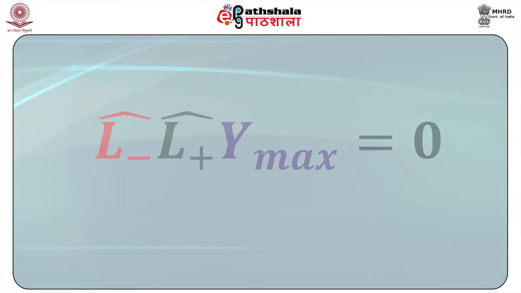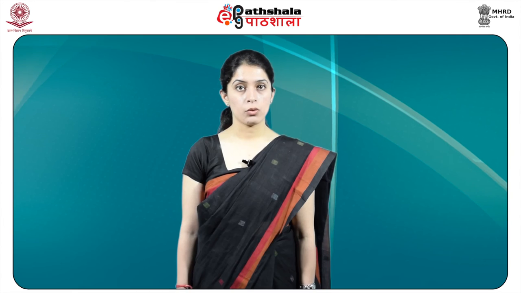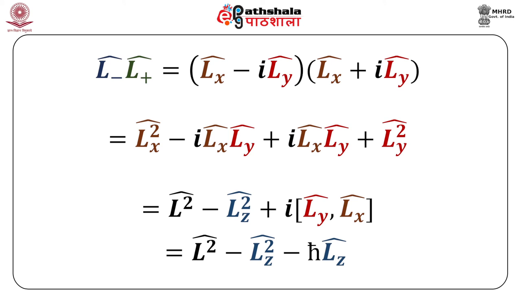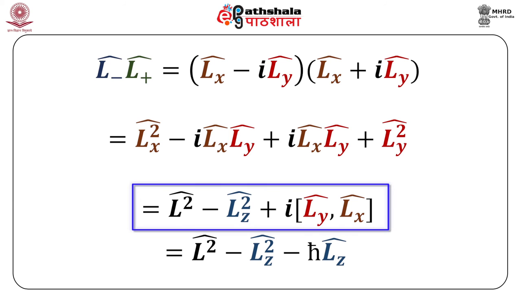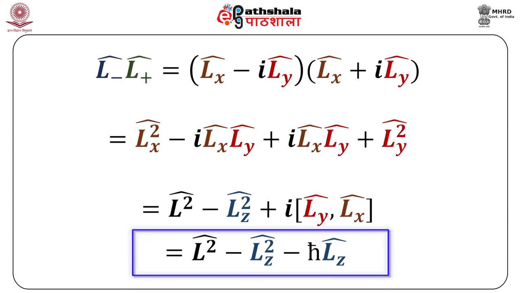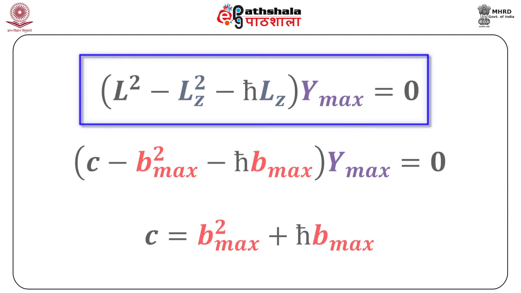Now, operating on this expression with the lowering operator L minus gives us the expression L minus L plus ψmax equals 0, where the multiplication of the ladder operators L minus and L plus gives us the expression (Lx minus i Ly)(Lx plus i Ly), which on simplification gives us L² minus Lz² plus i times the commutator of Ly and Lx. With this, we obtain the final expression for the multiplication of ladder operators as L minus L plus equals L² minus Lz² minus ħ Lz. With this, the expression now becomes (L² minus Lz² minus ħ Lz) ψmax equals 0.